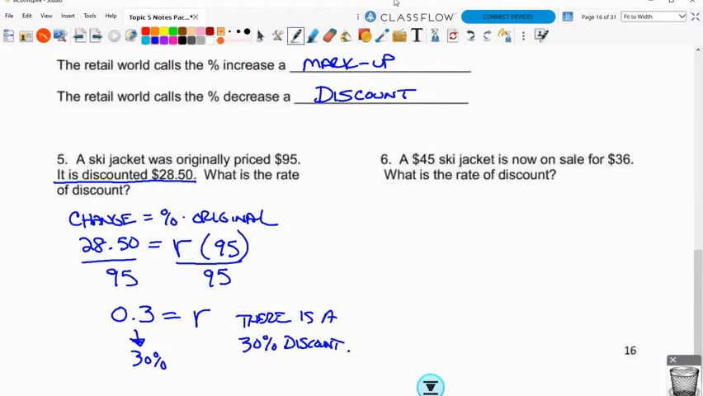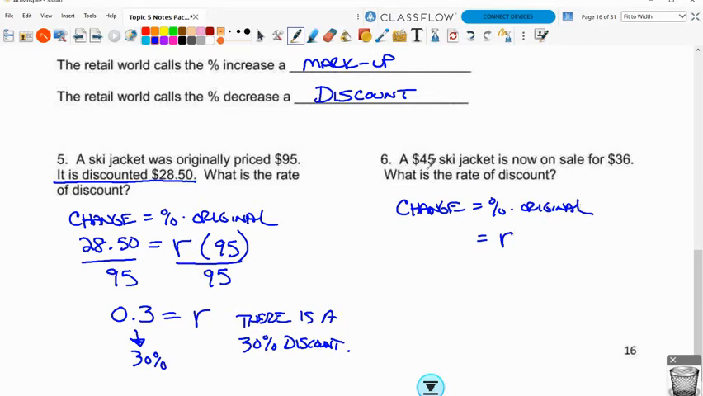In example 6, it says that a $45 ski jacket is now on sale for $36. What is the rate of discount? Okay, so this is similar to the question that we just answered. We're going to start with the percent change equation. Change equals a percent of the original price. Again, it says, what is the rate? R is what we're looking for.